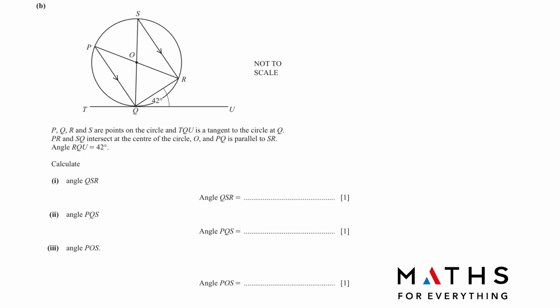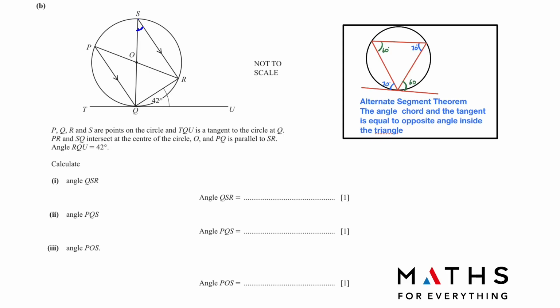PQR and S are points on the circle and TQU is a tangent to the circle at Q. Tangent means it touches the circle at one point. Calculate angle OSR. So we are looking at this angle. This angle is equal to this angle here. It is 42. The reason for this is because of the alternate segment theorem.